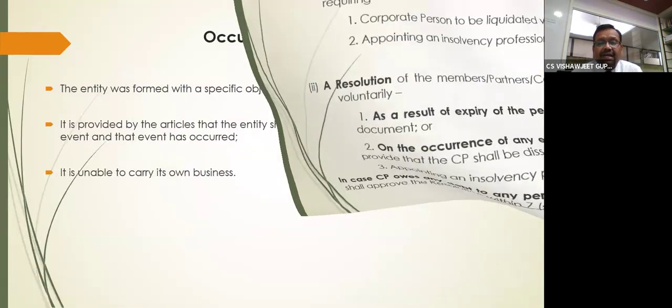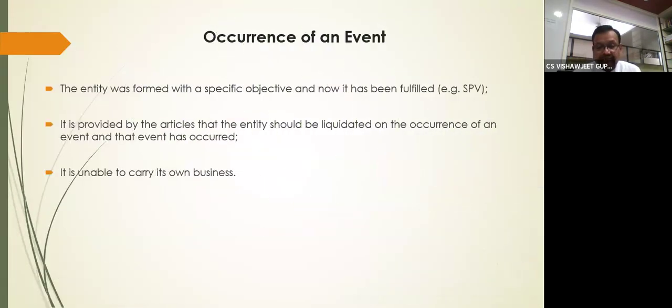Now, occurrence of an event means what? We have discussed that on occurrence of an event which has been mentioned in the constitutional document, the members may pass a simple majority resolution for liquidating the company voluntarily. The entity was formed with a specific objective and now it has been fulfilled. So if the objective has been fulfilled, then the members may pass the simple resolution to liquidate the company voluntarily.